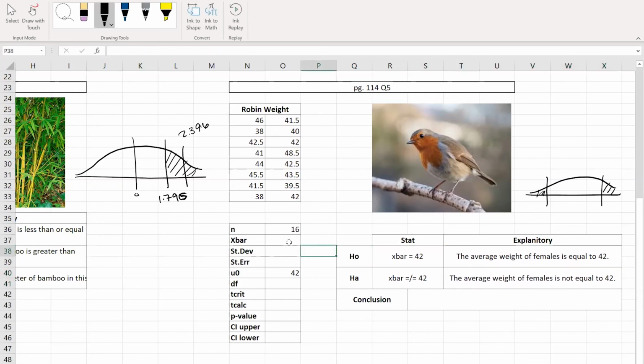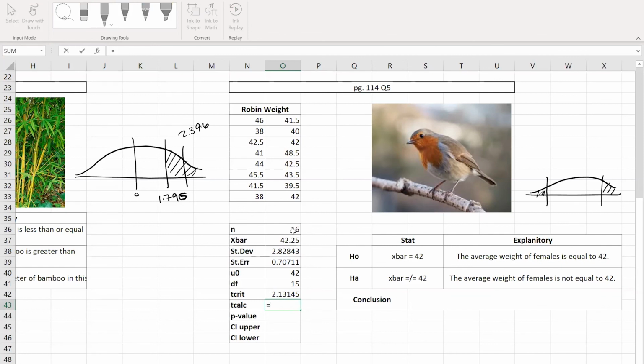Okay, so the other problems gave you all of the X bar and the standard deviation. In this case, you have to calculate them yourself. So we're going to use average and standard deviation for the sample, STDEV.S. Standard error, going to calculate that. Calculate the degrees of freedom. Our critical value is equal to T.INV, two-tailed. Our probability is 0.05. Our degrees of freedom is covered up, but I know it's 15.